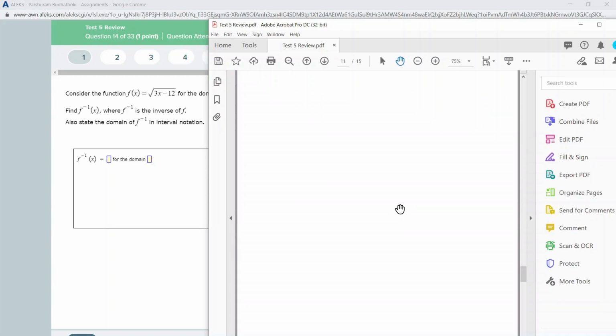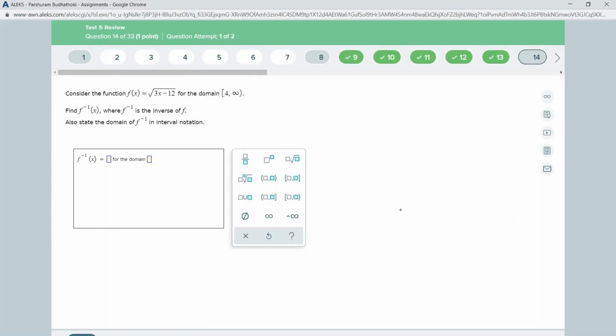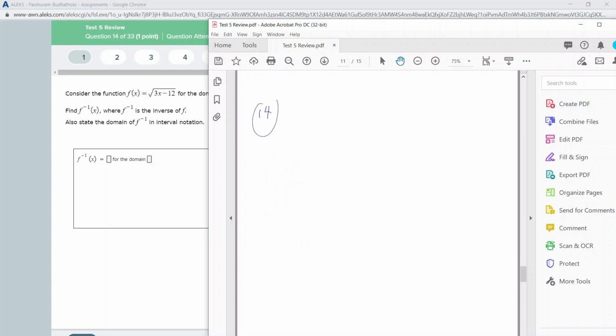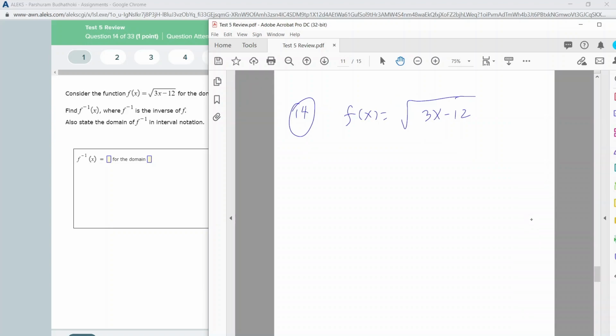So this is problem 14. As you can see, f of x equals square root of 3x minus 12. If you try to plot the graph of this function, this is the square root function, and you can see that when x is 4, y is 0. So this is the graph you're going to get for square root of 3x minus 12.